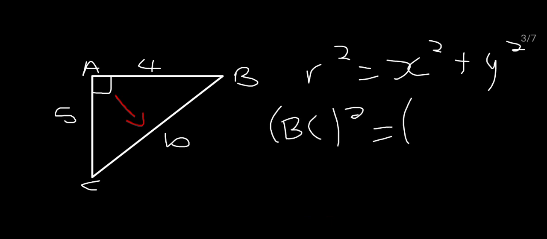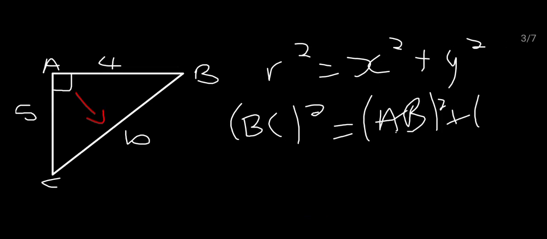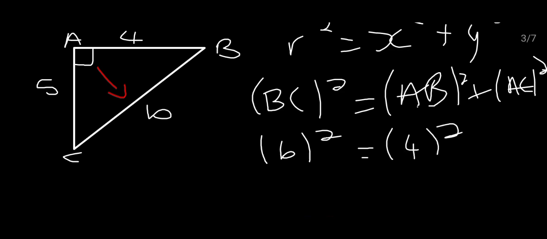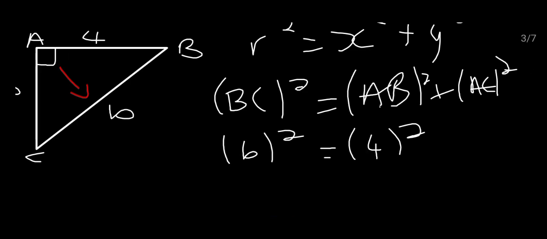And then x is AB, and don't forget the squared. Then plus y, which is AC, then square it. And then BC, since it's B, I'm just going to write B squared equals AB, which is 4 centimeters. Maybe we relabel it 5, it doesn't matter, you're still going to get the same answer. AC is 5, then squared.